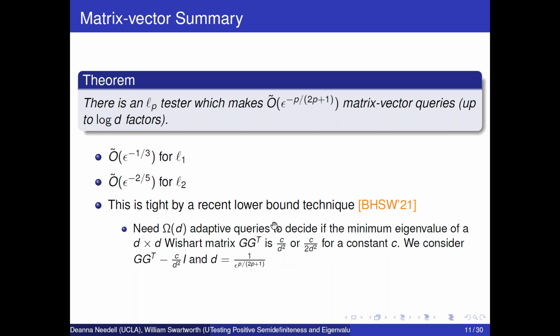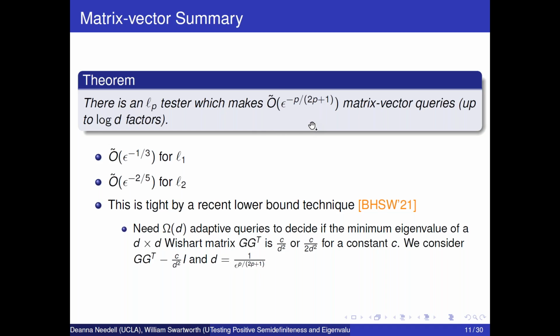Now, if we're in the case where the minimum eigenvalue is C over D squared, then this new matrix is positive semi-definite. Otherwise, we subtracted too much: if the minimum eigenvalue of GG transpose is smaller, it would mean that this matrix actually has a large negative minimum eigenvalue. And you can quantify the largeness by setting D appropriately as a function of epsilon and P, and using this omega D lower bound, this ends up giving this matching lower bound for the LP testing problem.